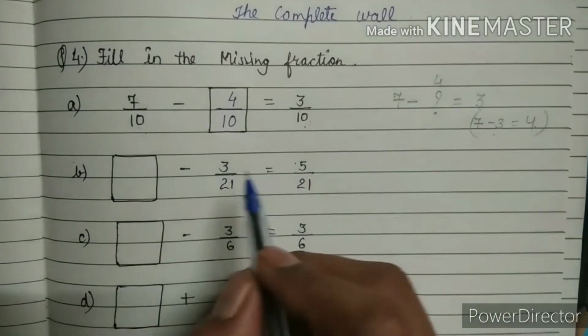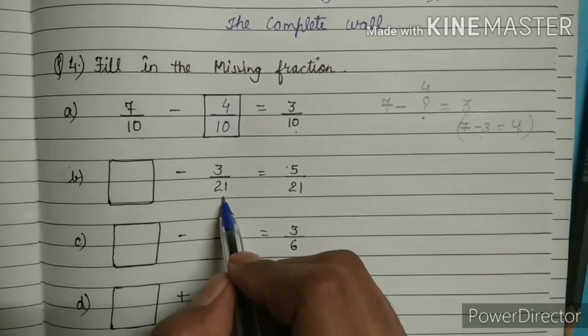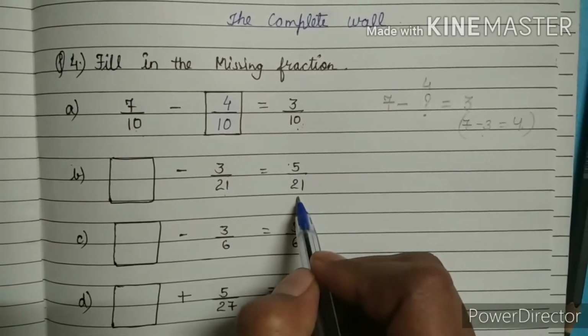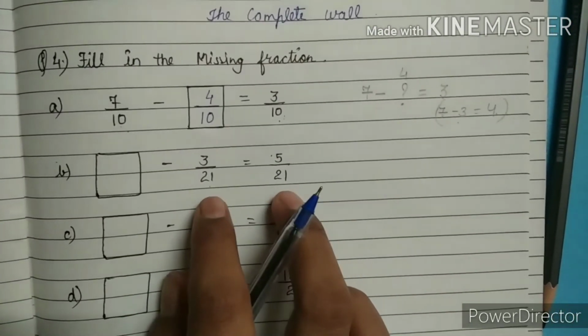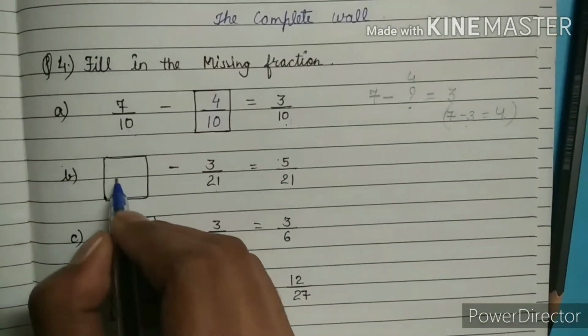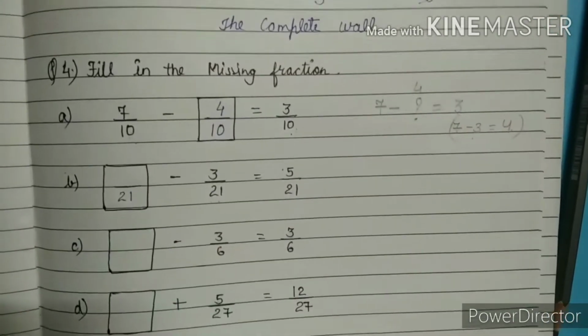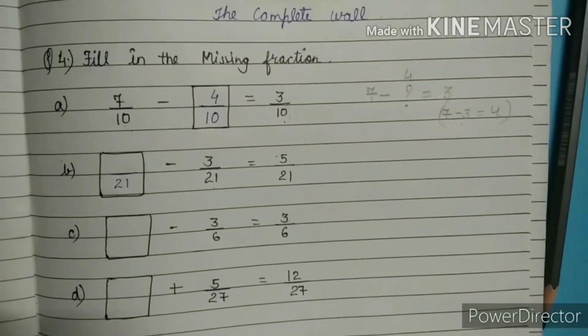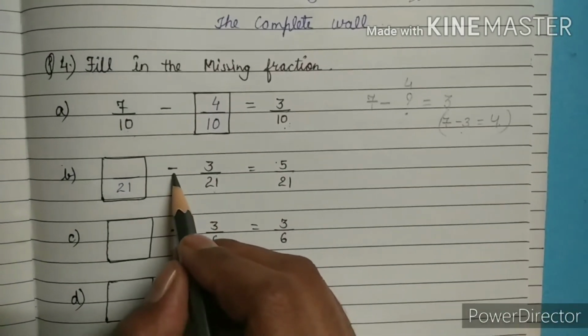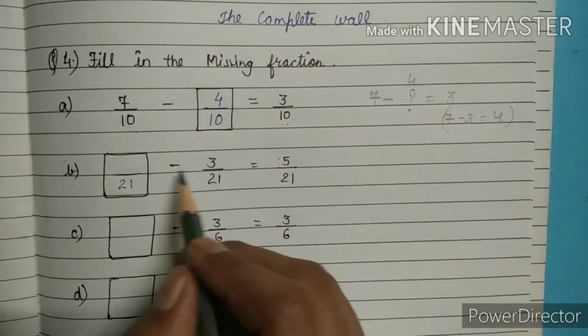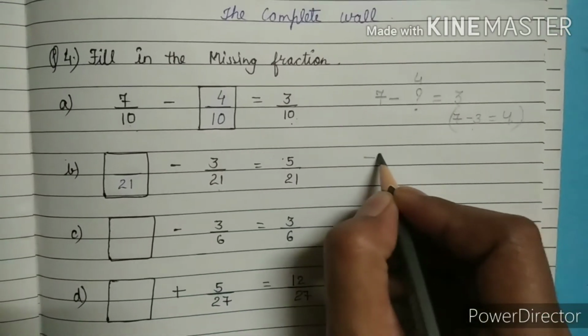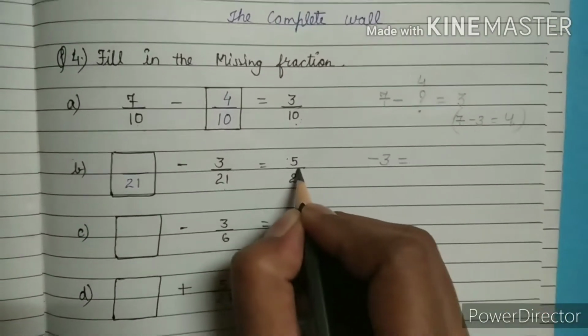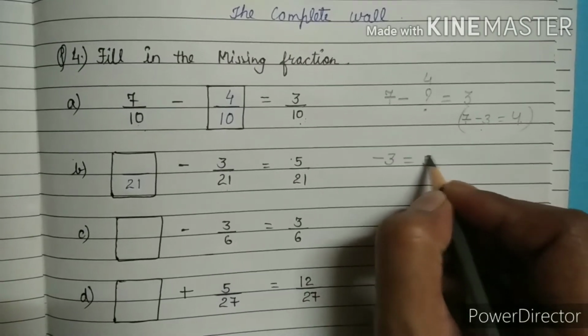B: fill up minus 3 by 21 is equal to 5 by 21. These both have the same denominator. It means in the fill up, 21 is also there. You can see here minus 3 is there, is equal to 15.